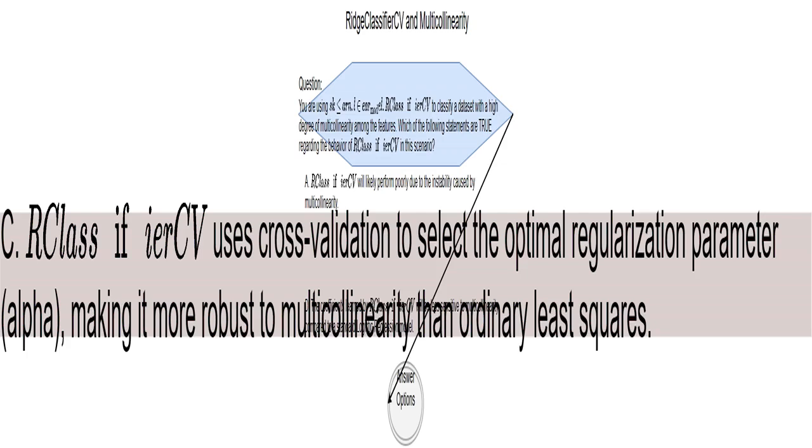This statement points out the crucial role of cross-validation. Cross-validation is a resampling technique that helps assess the performance of a model by training it on parts of your data and testing it on the remaining parts. This helps avoid overfitting and builds a more robust model, particularly useful when multicollinearity makes estimates unstable. The comparison to ordinary least squares, OLS, highlights that RidgeClassifierCV, with cross-validation, is a superior approach in this case.